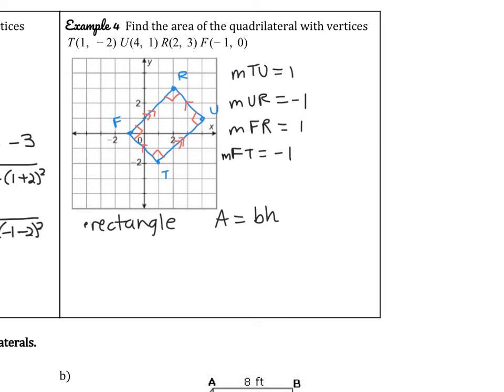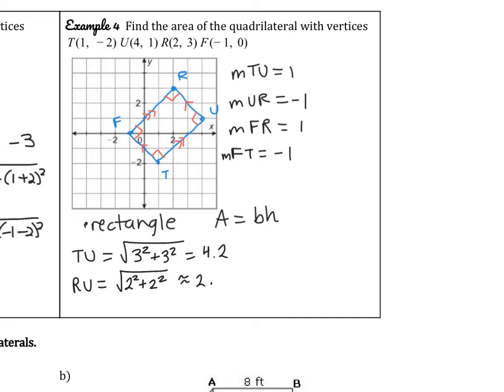Quickly, we are going to need to find, again, the length of our base and our height. We can do TU. Imagine that I'm going to do Pythagorean Theorem here. This leg would be 3, and this leg is 3. So we do the square root of 3 squared plus 3 squared, and we get approximately 4.2. And then for RU, again, let's imagine we did Pythagorean Theorem. So it's 2 by 2. It's the square root of 2 squared plus 2 squared, which is approximately 2.8.